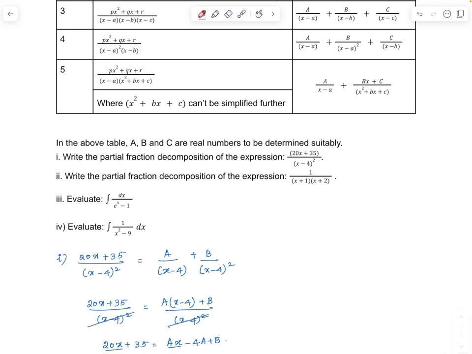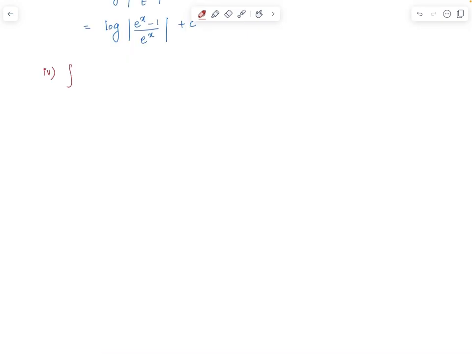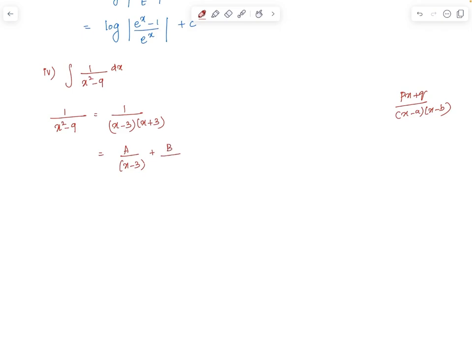Question 4. Evaluate integral 1 upon x square minus 9 dx. Integral 1 upon x square minus 9 dx. The integrand given is 1 upon x square minus 9. This can be rewritten as 1 upon x minus 3 times x plus 3. Now this is of the form px plus q upon x minus a times x minus b. So based on that, we rewrite this as a upon x minus 3 plus b upon x plus 3.